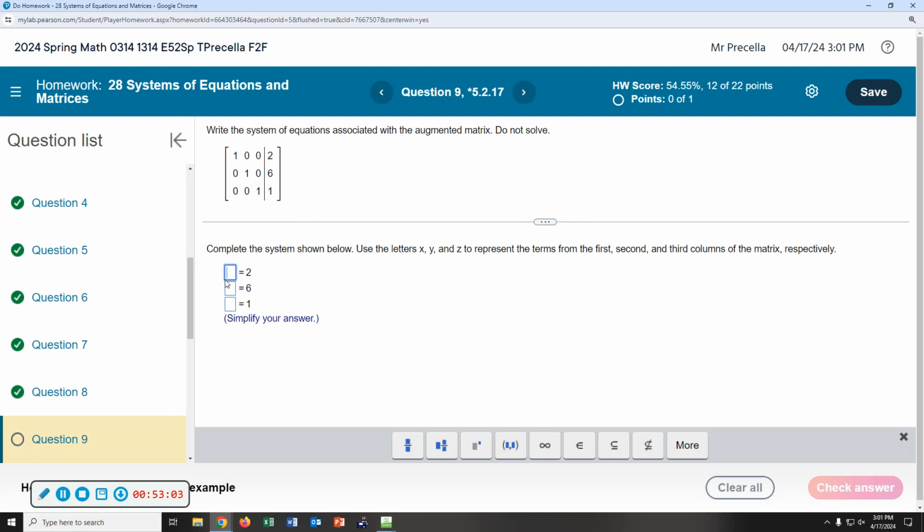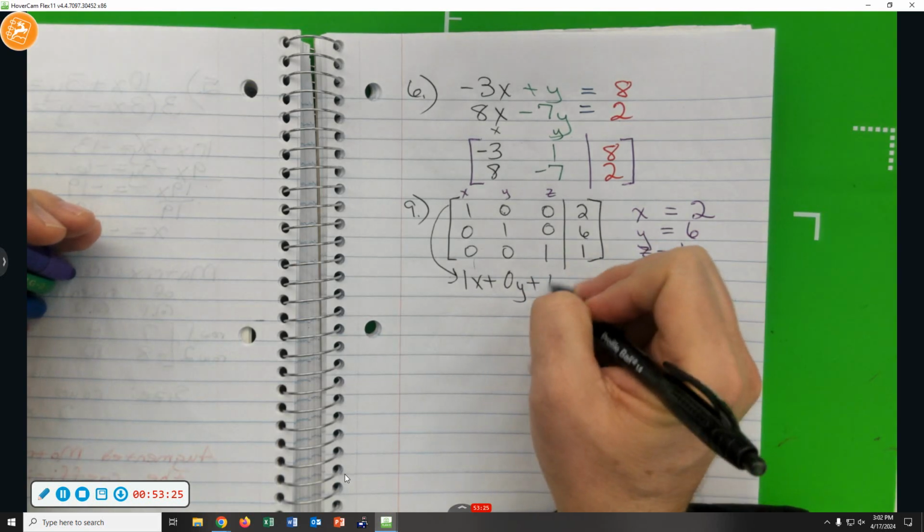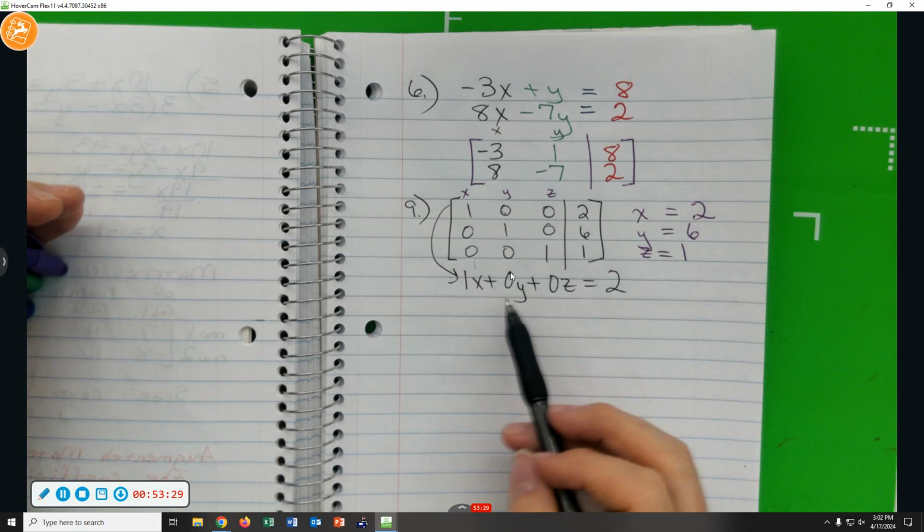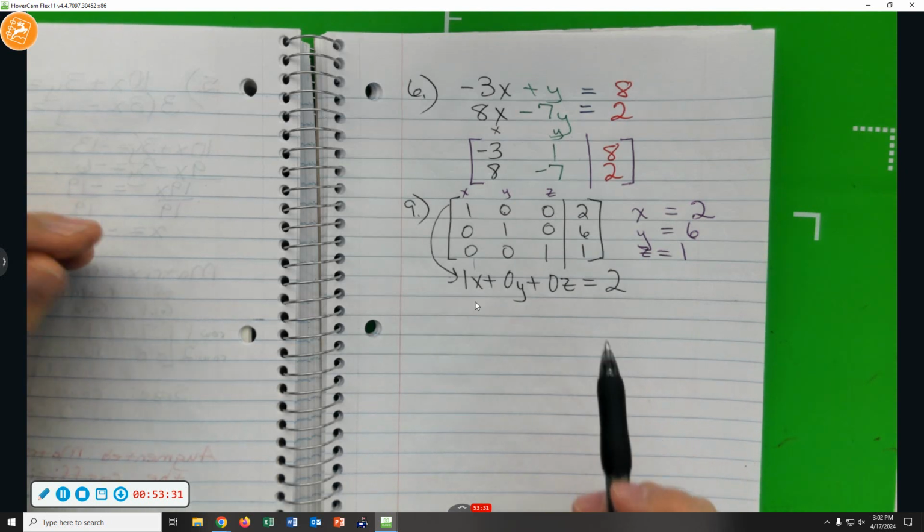So right here, what am I going to do? I'm just going to type X, Y, and Z. X is 2, Y is 6, Z is 1. Notice it says simplify your answers. Technically, don't write this down, but technically we'll look at that first row. That's saying 1x plus 0y plus 0z is equal to 2. They don't want you to write that. That's what they mean by simplify your answers.